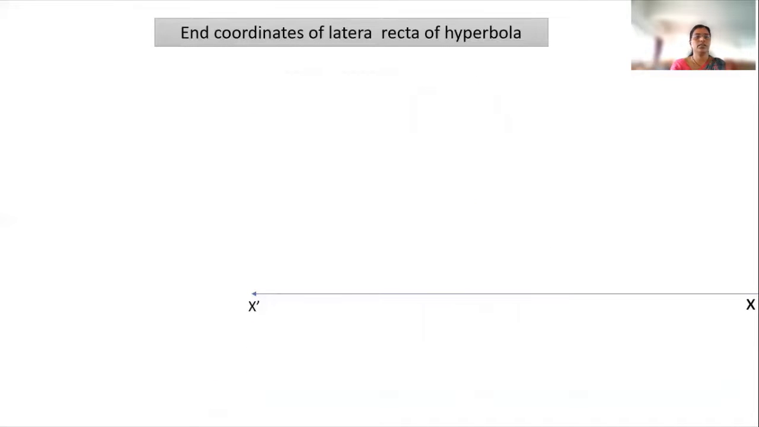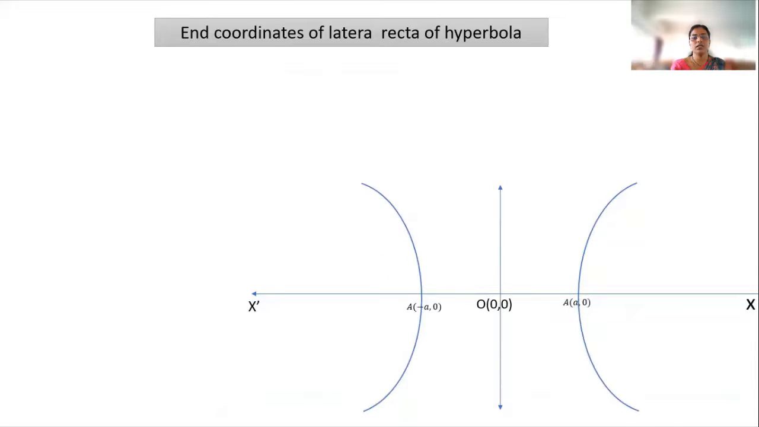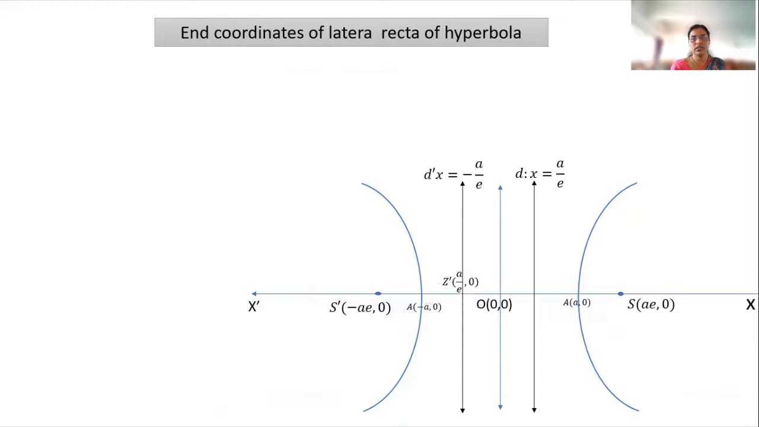Now let us see the end coordinates of the latus rectum of the hyperbola. Endpoints of the latus rectum काय आहेत ते आपण पाहूया. याच्यामध्ये this is a hyperbola with foci and directrices. Then the latus rectum is the chord perpendicular to the axis and passing through the foci.